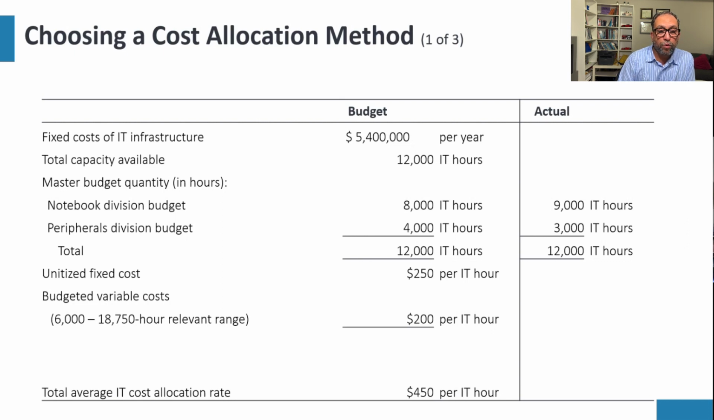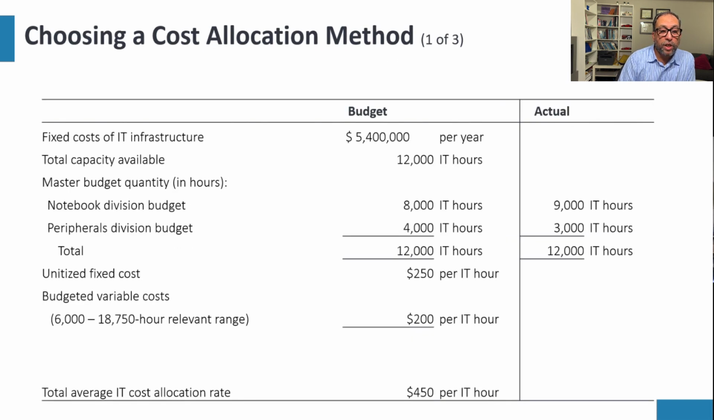Unitized fixed cost. If we want to find out unitized fixed cost, we divide this and we get 250 per unit hour. So this is a cost, and when we divide it by the 12,000, we get 250 per hour. And budgeted variable cost, which is for the 6,000 to 8,750 hours relevant range, is $200 per IT hour. So it's a variable rate, the budgeted variable rate.